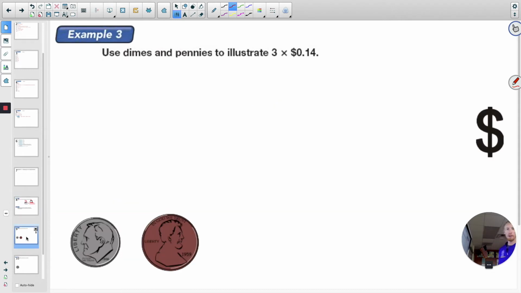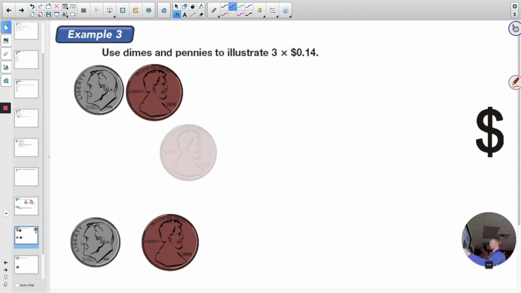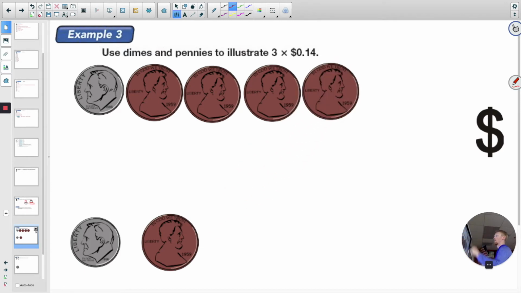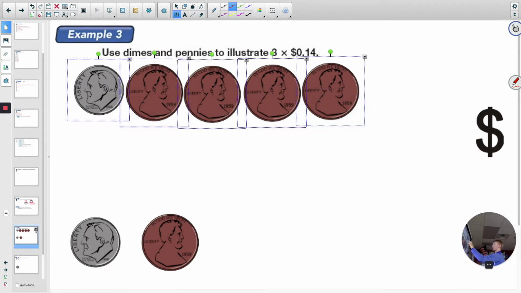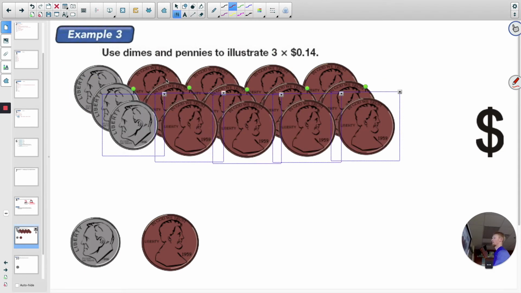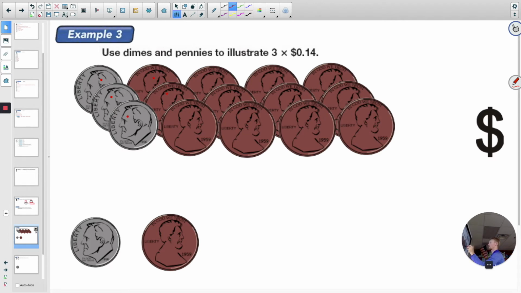All right, it says use dimes and pennies to illustrate three times 14 cents. So 14 cents looks like this, 10 and 4 of these. So I'm gonna use this here, and then I need that 3 times, so I'm gonna make another copy, make another copy. So now you have 3 times 14 cents. So I have 10, 20, 30, 31, 32, 33, 34, 35, 36, 37, 38, 39, 40, 41, 42. 42 cents.